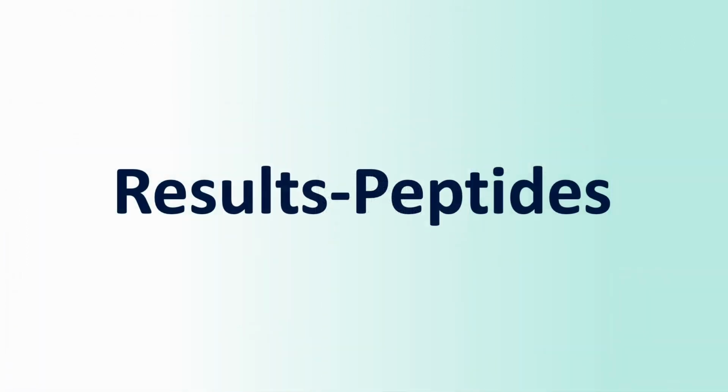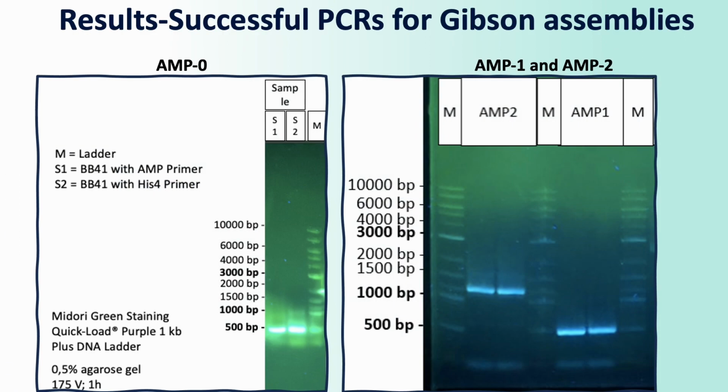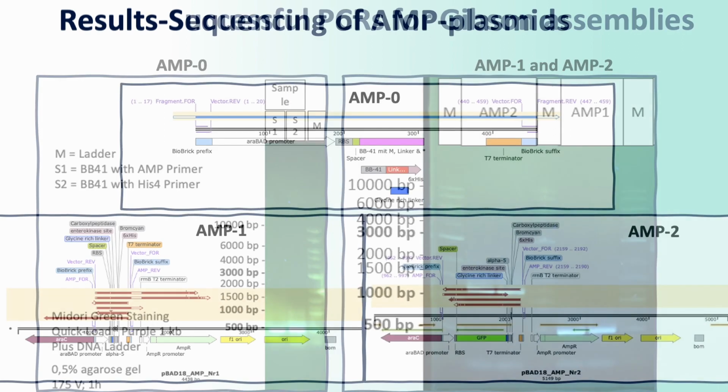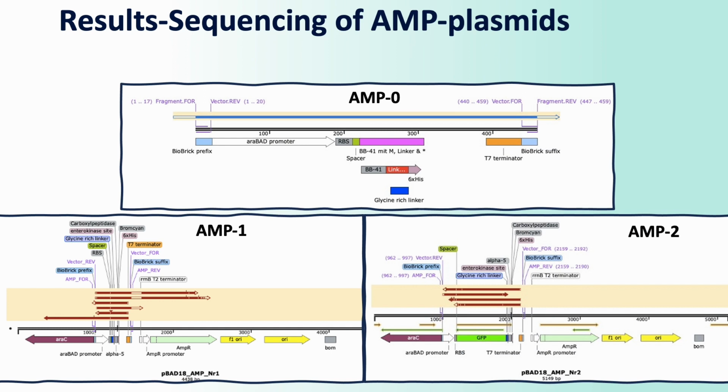In order to clone the individual peptide fragments into the empty vector pBAD18, the necessary overhangs had to be generated via PCR. After successful PCR, Gibson assembly with different fragments could be performed. Cloning of the desired vectors was confirmed by colony PCR, restriction digestion analysis, and Sanger sequencing.